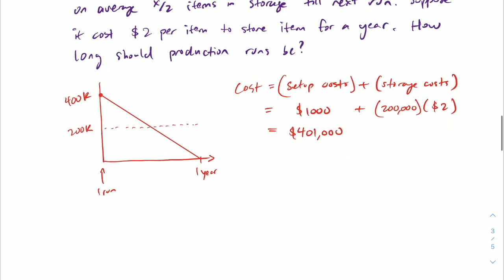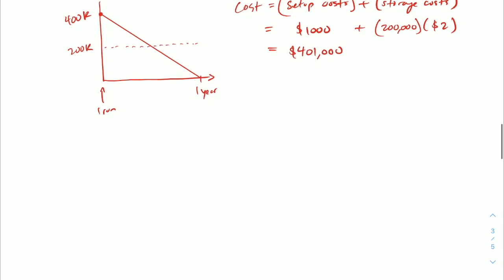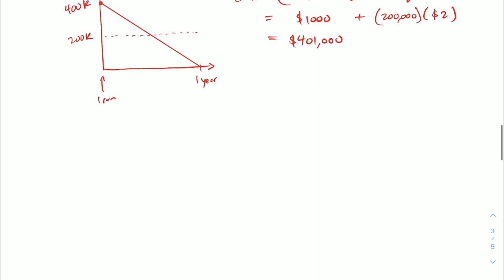Okay, so in this scenario, we're spending a lot on storage. And the question is, can we trade off some of our storage costs to setup costs and save some money? So let's suppose we did 100 runs instead of one run. So we'll have run 1, run 2, run 3, ... run 100.